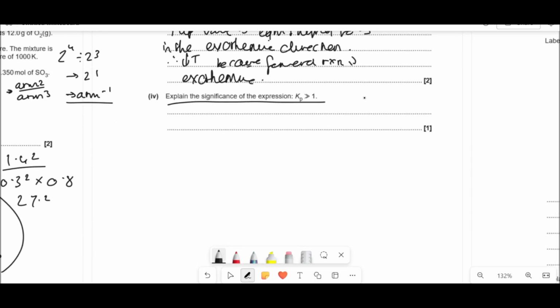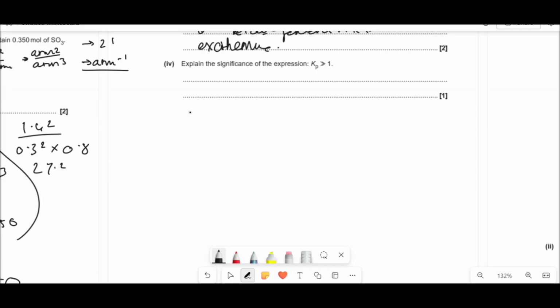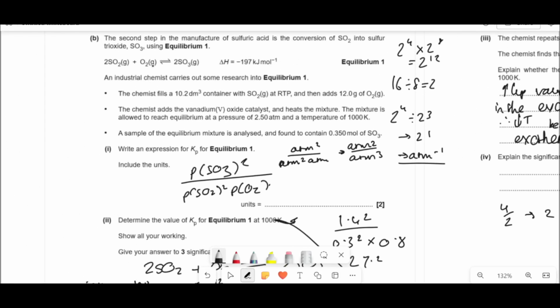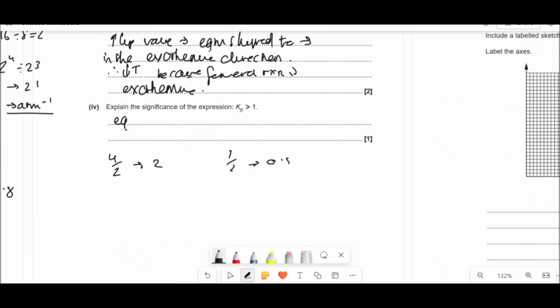Then it says, explain the significance of this Kp expression being greater than 1. If we look here, this is a fraction. Any fraction that's bigger than 1 means the top number is bigger than the bottom. For example, 4 over 2 is 2, but 1 over 2 is 0.5. Whenever the top number is higher than the bottom, you have a number bigger than 1. They've told you that the top number is bigger, and that means the equilibrium is more to the right, because there's more of this than this. So the equilibrium is to the right.